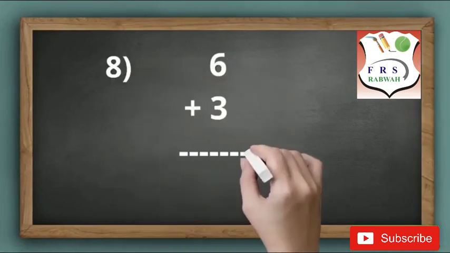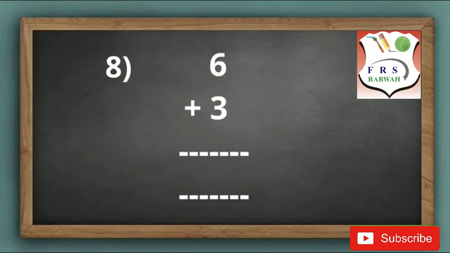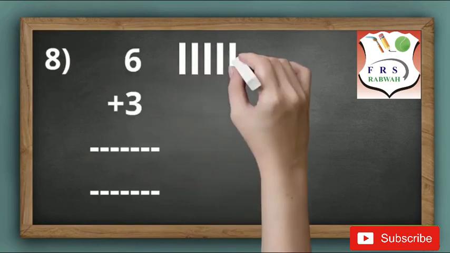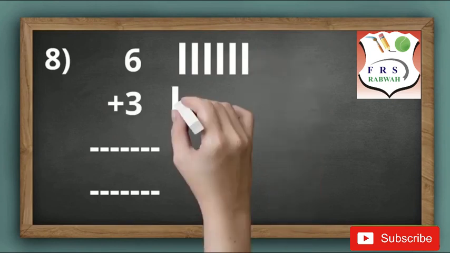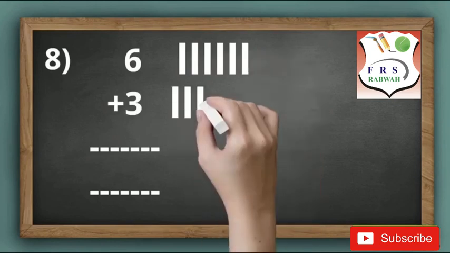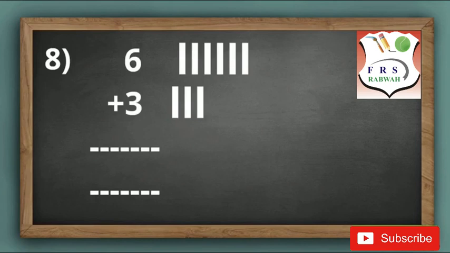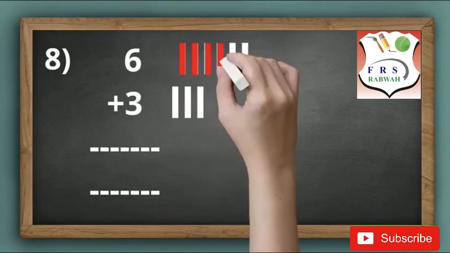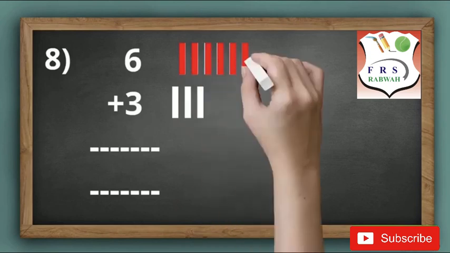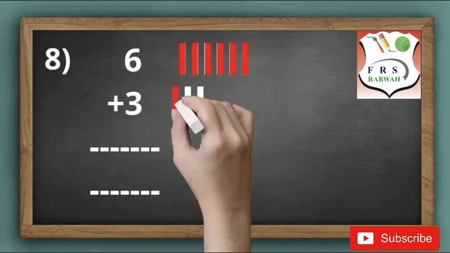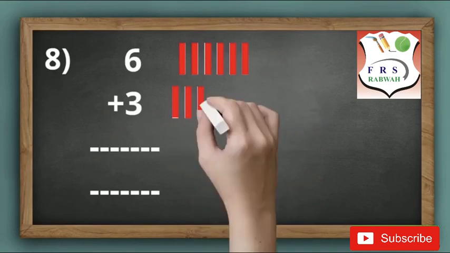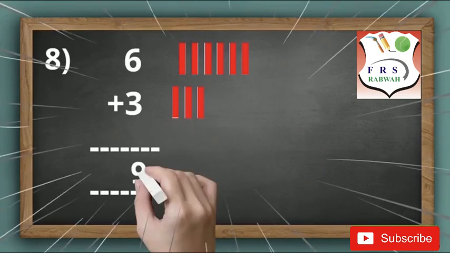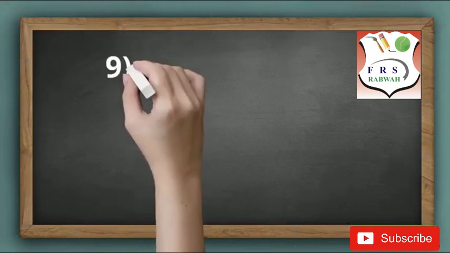What is 6 plus 3? 6 lines to represent 6. 3 lines to represent 3. Now, let's count together. 1, 2, 3, 4, 5, 6, 7, 8, 9. You guys are doing great. Let's take a look at the next question.